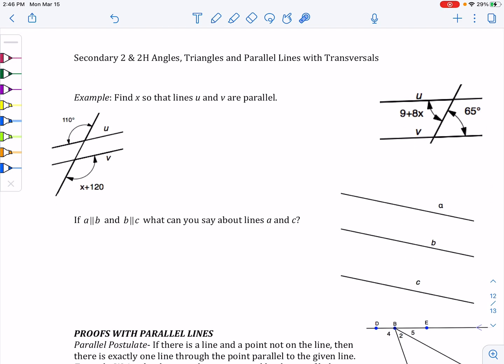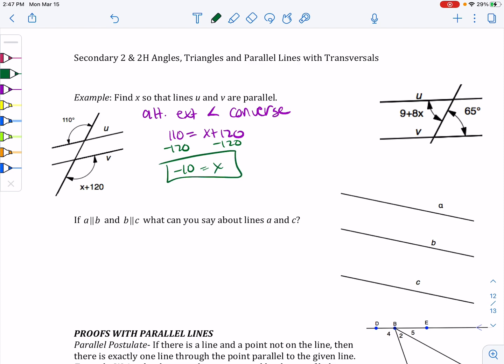So let's take a look. Here we want to find x so that lines u and v are parallel. Well, if we want u and v to be parallel, that means I need these to be the same measurement. These are alternate exterior. So we would use the alternate exterior angles converse theorem, and we would have 110 have to equal x plus 120. Then we undo adding 120 by subtracting 120. That gives us negative 10 equals x. And then we've got the x by itself, so we're all done.